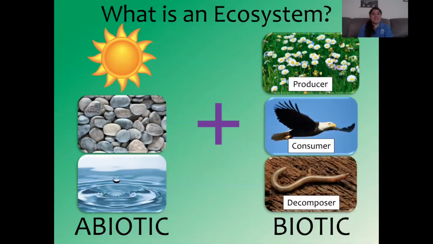Then we have our decomposers, who are breaking down dead things and getting energy that way. And they are also putting that energy back into the soil so that our producers can use. So here's what makes up an ecosystem. Our non-living factors, such as sunlight, rocks, or sand, or dirt, and water, and our living factors, which are our producers, or plants, consumers, most animals, and decomposers.